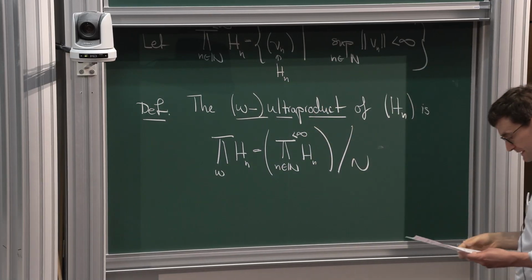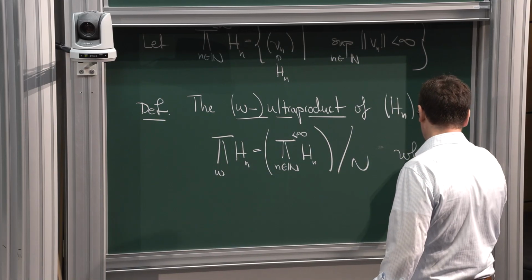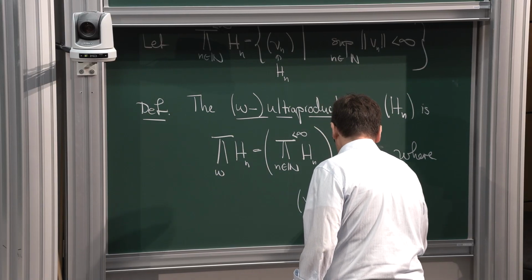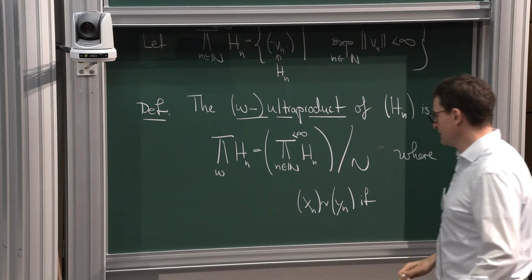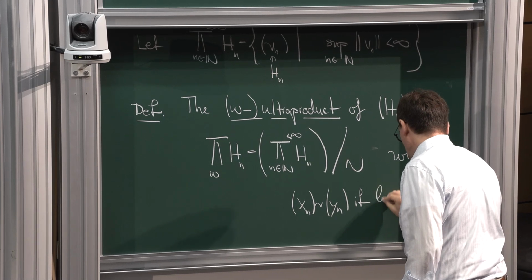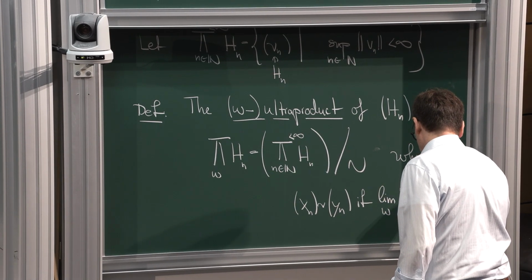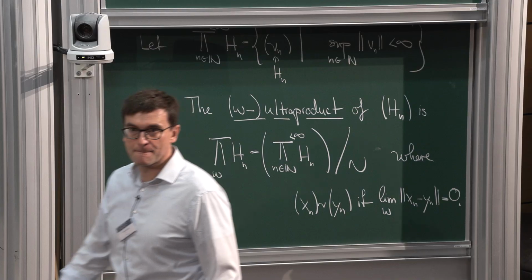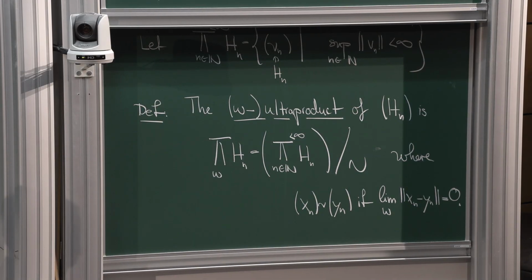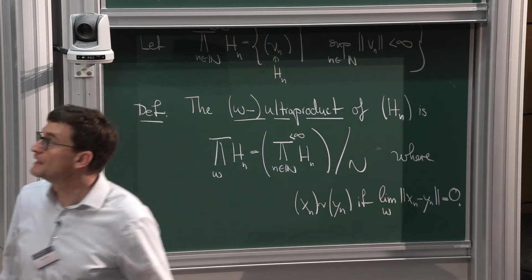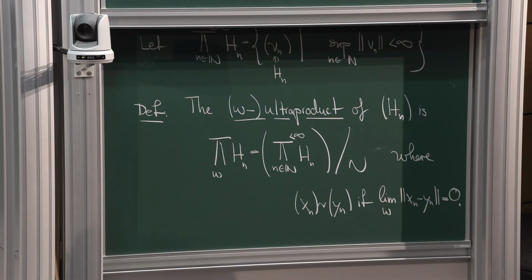Okay, and what's the equivalence relation? The equivalence relation is that you identify two such sequences if the difference of their norm converges to 0 in the omega sense. So in particular, all the null sequences are identified with 0.